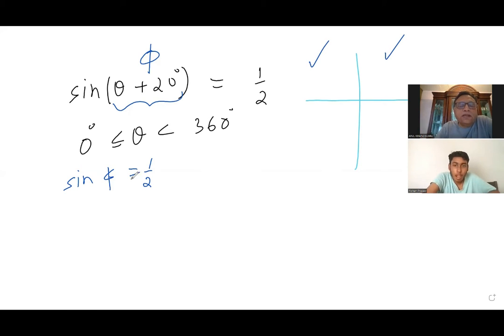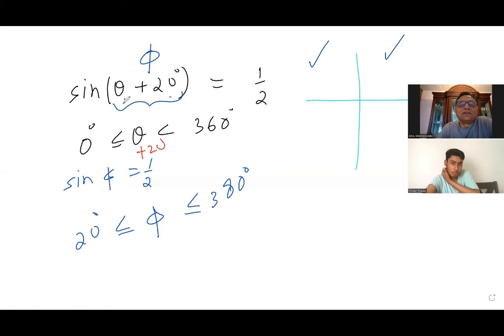Now, when is sine phi equal to half? You also remember, when theta is between 0 to 360 degrees, then phi will be between what? Because phi is theta plus 20, that means 20 degrees to 380 degrees, because we add 20 on each side. So we add 20 to find the domain. Is that clear to you? So phi should be between 20 degrees and 380 degrees.